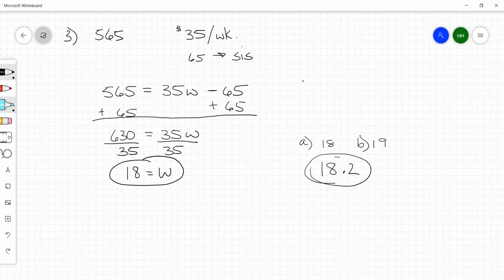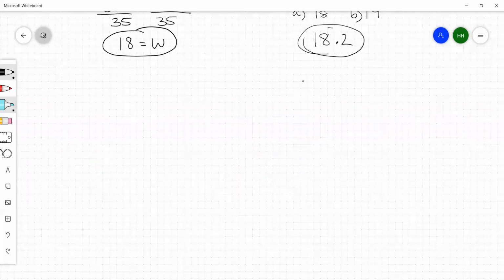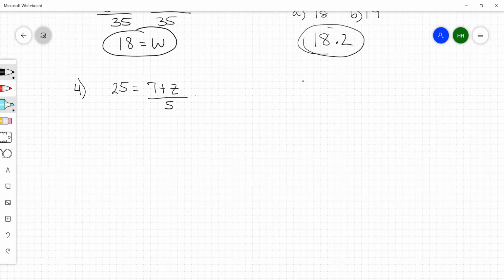So number 4. 25 equals 7 plus z over 5. All right, going to multiply both sides by 5. That way these 5s cancel. So 125 equals 7 plus z, and then subtract 7. So 118 equals z.